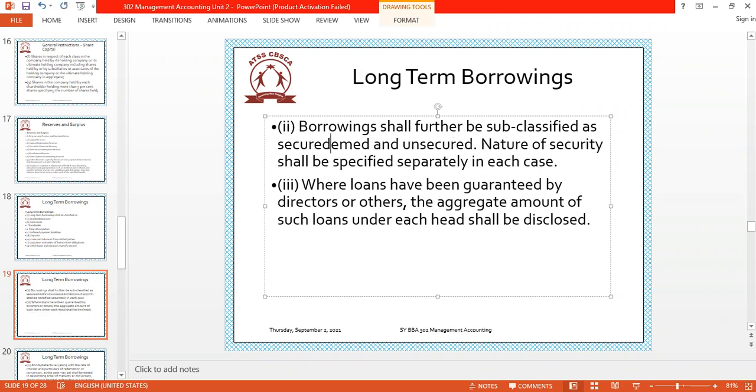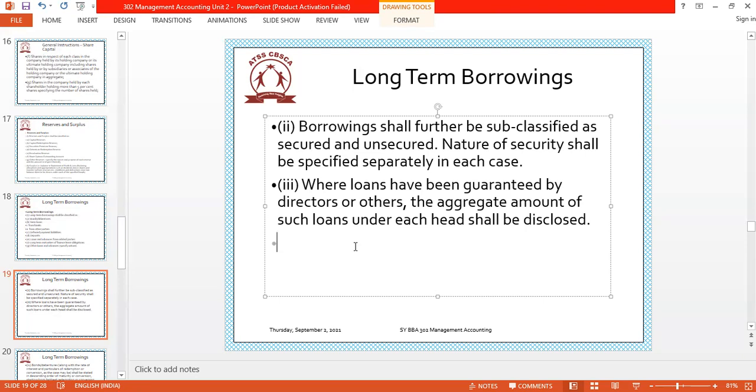Borrowing shall be further subclassified as secured. So what is that? Secured and unsecured. Nature of security shall be specified separately in each case. Where loans have been guaranteed by directors or others, the aggregate amount of such loans under each head shall be disclosed. Okay, now we're discussing long-term borrowings.